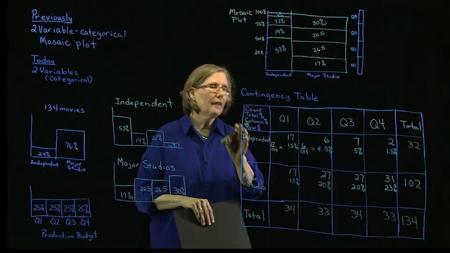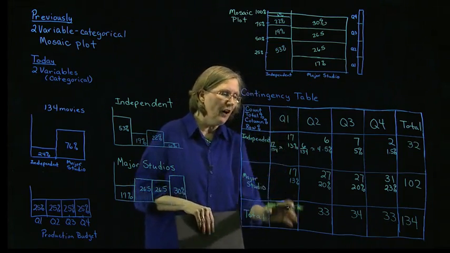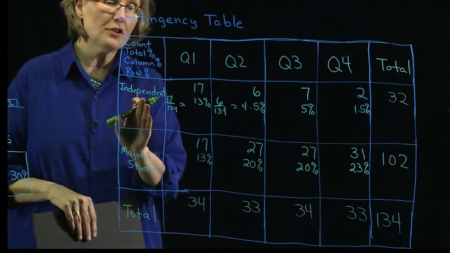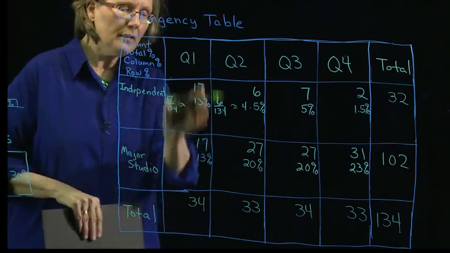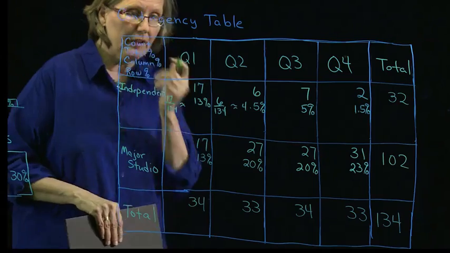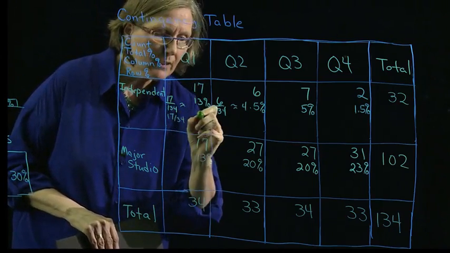Now we're going to move to the column percents. The column percent is, given that you fall in a particular column, what's the chance you're independent or a major studio? Quartile 1 includes 34 movies. 17 over 34 is equal to 50%.